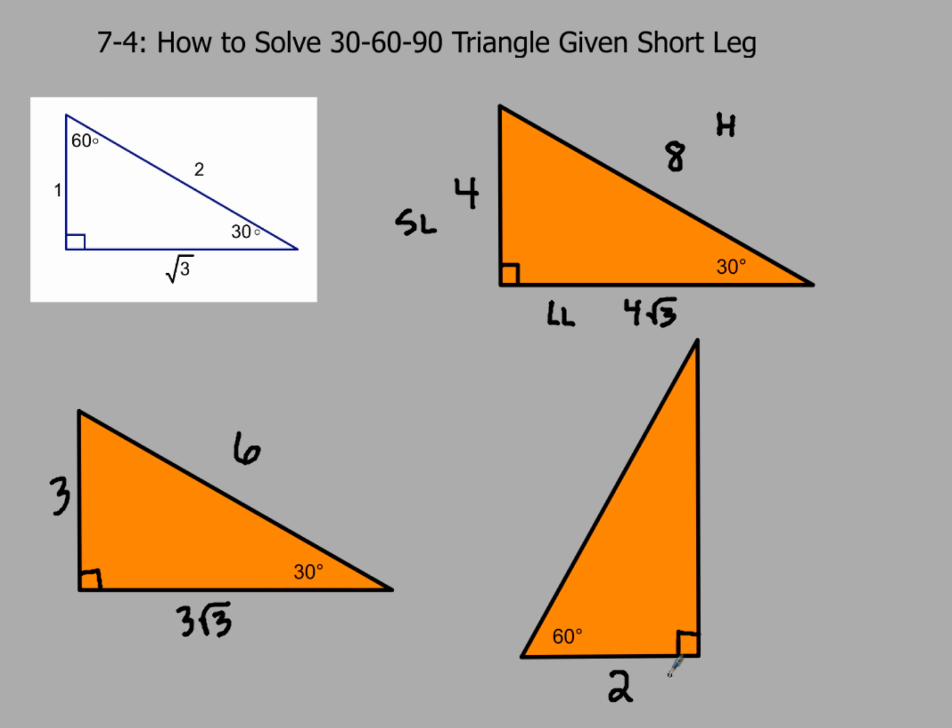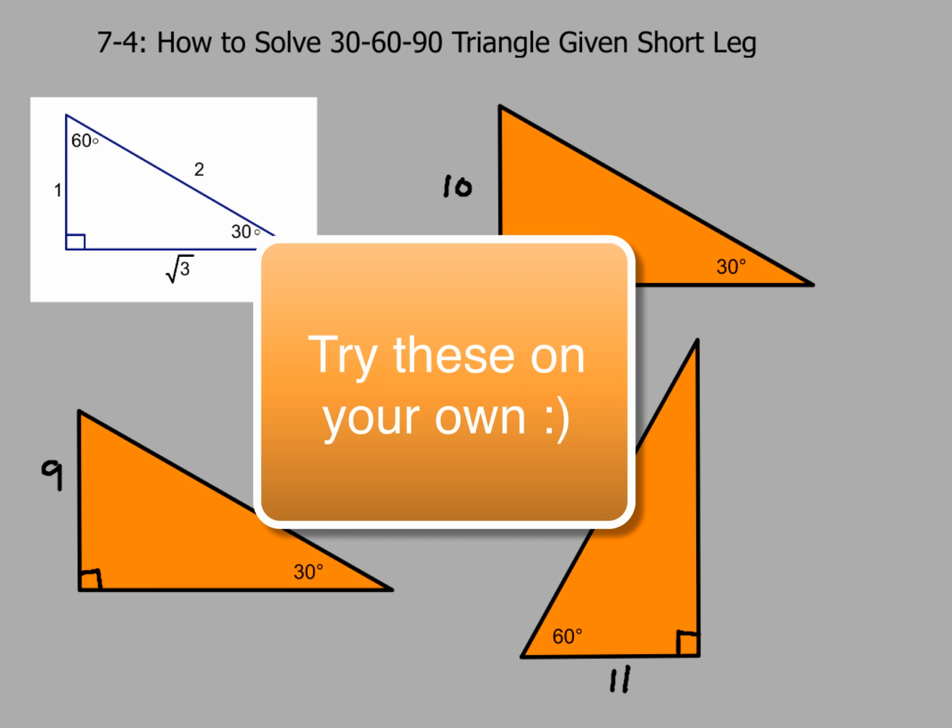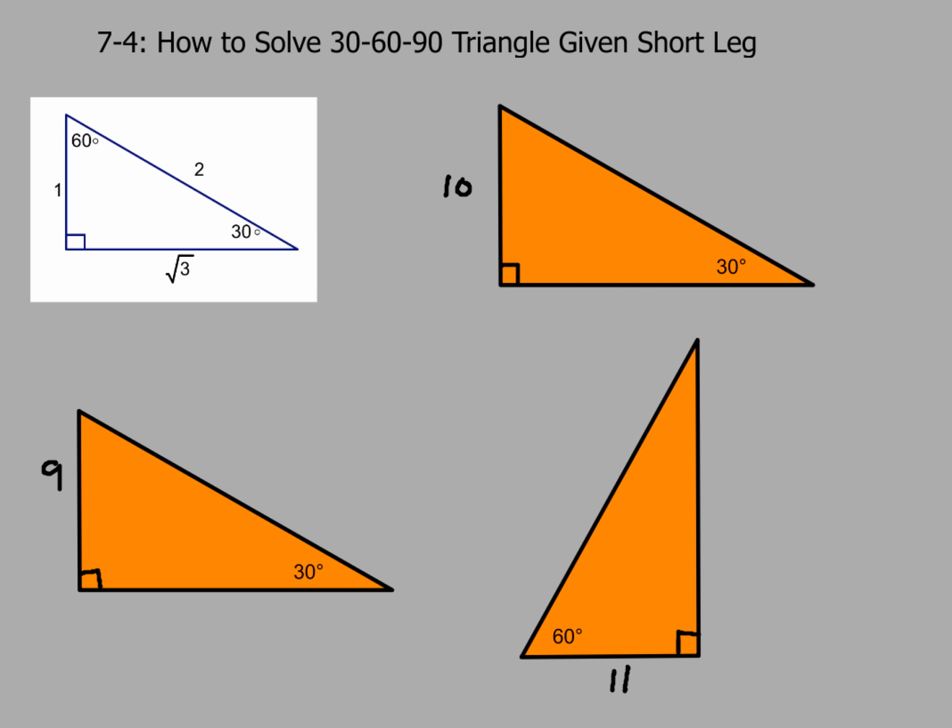Ooh, tricky one here. This one down here at the bottom is 2. So sometimes they might reorient things. No worries. That means your hypotenuse over here is 4, and your long leg over on this side is going to be 2 square root of 3. Not too bad. I think you guys can handle that. Go ahead and try these guys here, right here on your own. When you're done, come on back and see how you did.